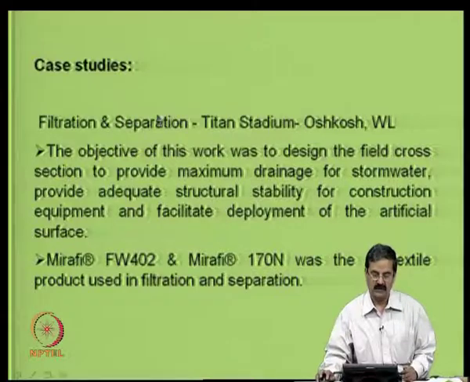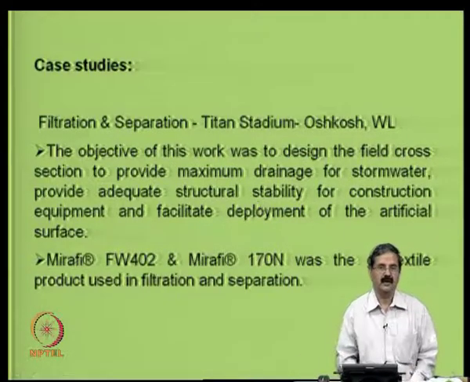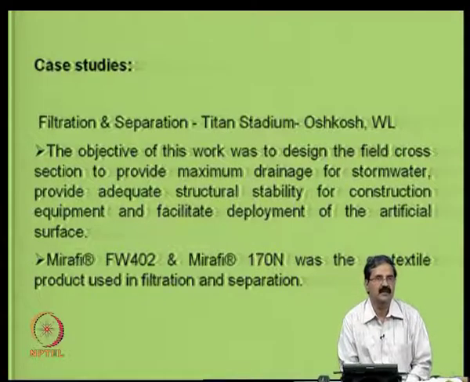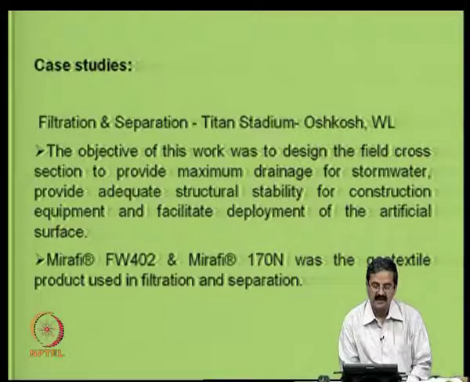It's like a stadium. We know that, for example, the drainage in a stadium is a very important point. Nowadays you have 40,000, 50,000 people watching cricket matches, and if there is rain, you should be able to drain off the water very quickly. Otherwise, it is a disappointment to spectators and a financial loss to the stadium operators, right. So, in this case, for the field section, the objective was to provide maximum drainage for the storm water and to provide adequate structural stability for construction equipment and facilitate deployment of the artificial surface.